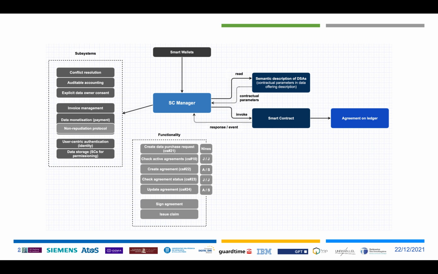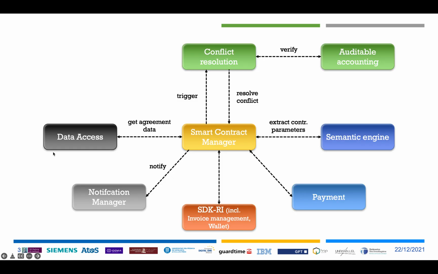The Smart Contract Manager extracts the contractual parameters from the data offering description using our semantic data model. And after a quick negotiation phase between provider and consumer, invokes the smart contract to put such an agreement on the ledger. The Smart Contract Manager is also tightly coupled with other subsystems of Aethermarket, which you can see here on the left. And I also have already painted out for us the interfaces between those subsystems.